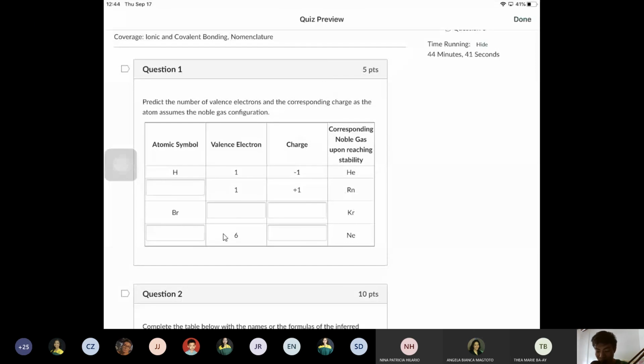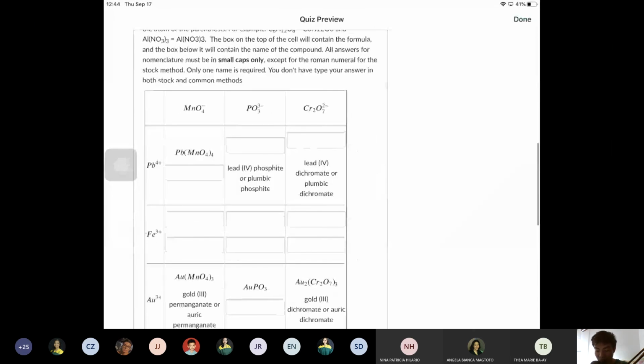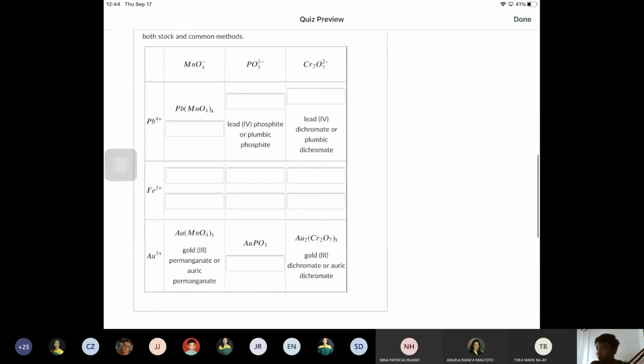Okay. So, second part niyan, ito yung formula naming. So, paano yan? You will just combine the cations on your left side. Ang anions nasa taas. So you combine this. Pb4 plus MnO4. Pagsamahin mo yan, yung crisscross. Ito yung formula. PbMnO4 subscript 4. So yan. Then you write the name.